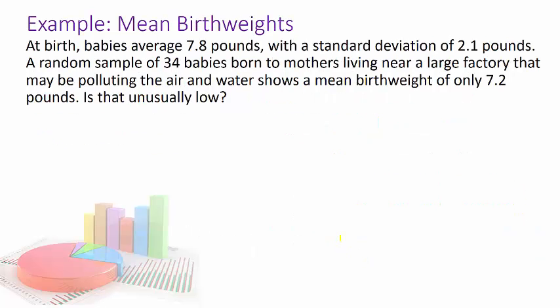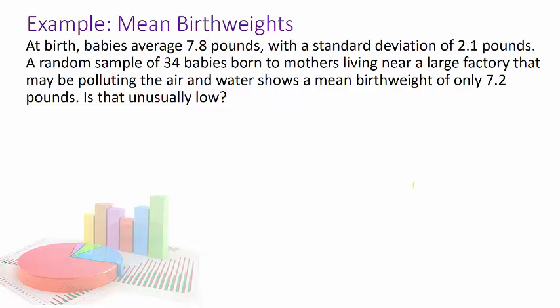One more example, we're going to look at mean birth weights. So this is how you might use it. This is the really interesting application. So at birth, babies average 7.8 pounds with a standard deviation of 2.1 pounds. A random sample of 34 babies born to mothers living near a large factory that may be polluting the air and water shows a mean birth weight of only 7.2 pounds.